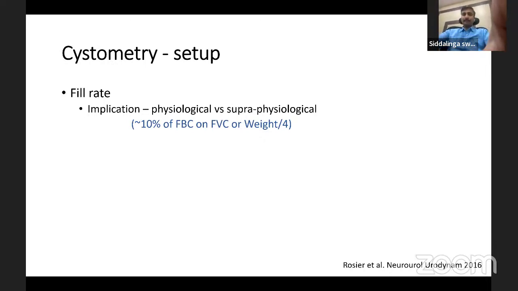What is the fill rate? Generally, the fill rate is about 10% of the functional bladder capacity. Now, how do we know functional bladder capacity? Either we already have the patient's bladder diary or at least a couple of uroflow meters, so we will have an idea of this. The other way, if you don't have any of these, is that you should not fill at a rate more than patient's weight divided by 4. I generally don't follow this. I will follow the 10% of functional bladder capacity. If I don't have any baseline, I will start the filling rate at 30 ml per minute and increase or decrease based on how the study goes on.